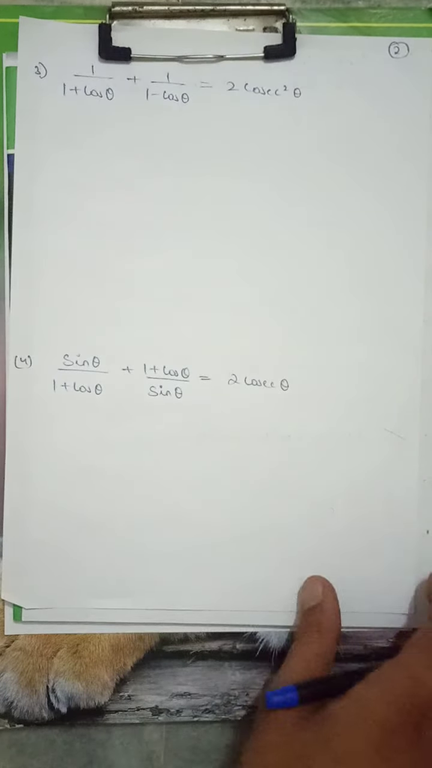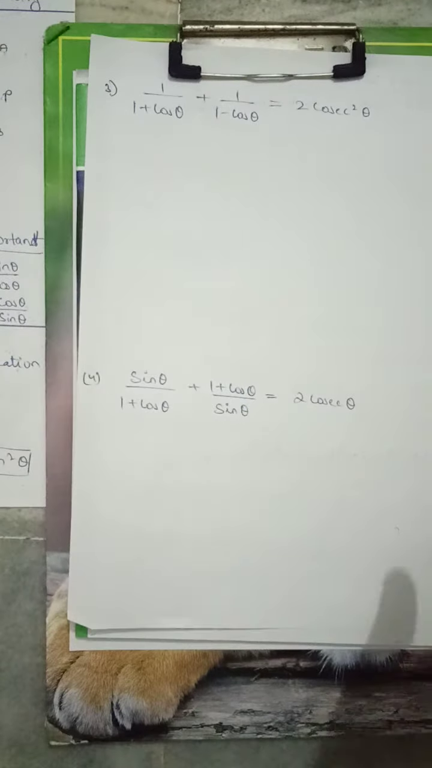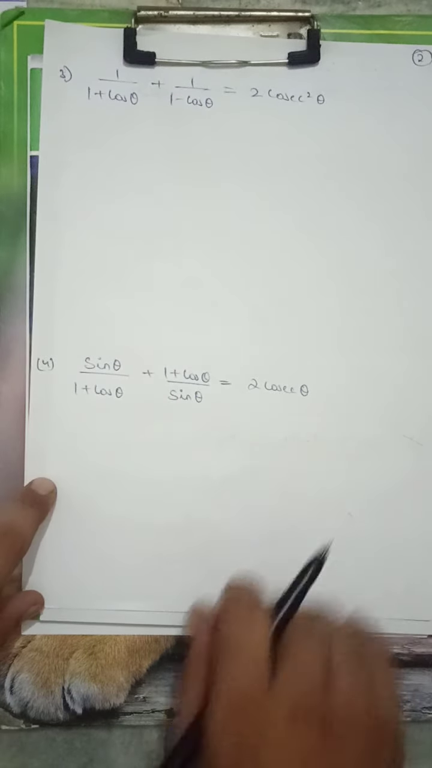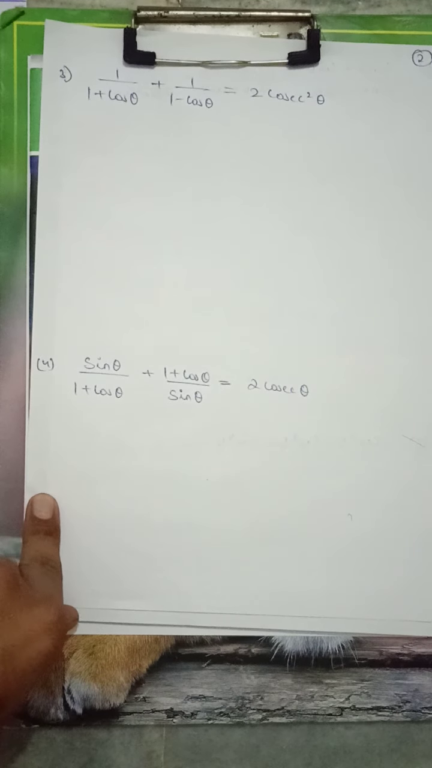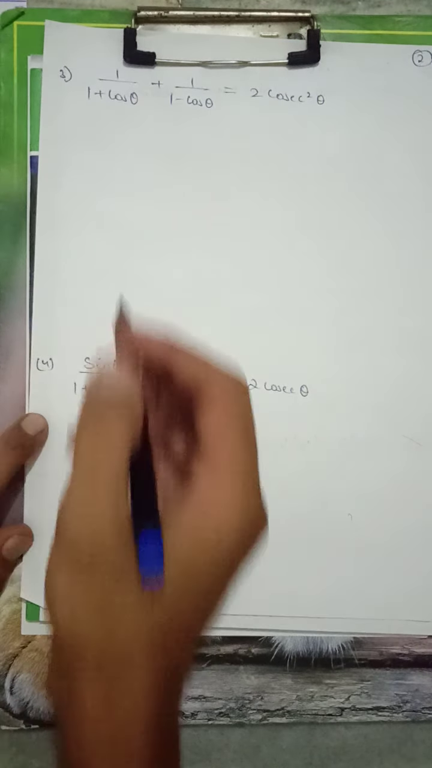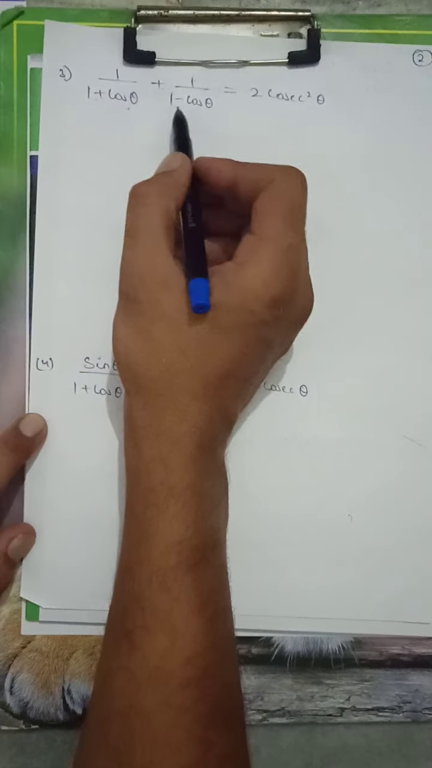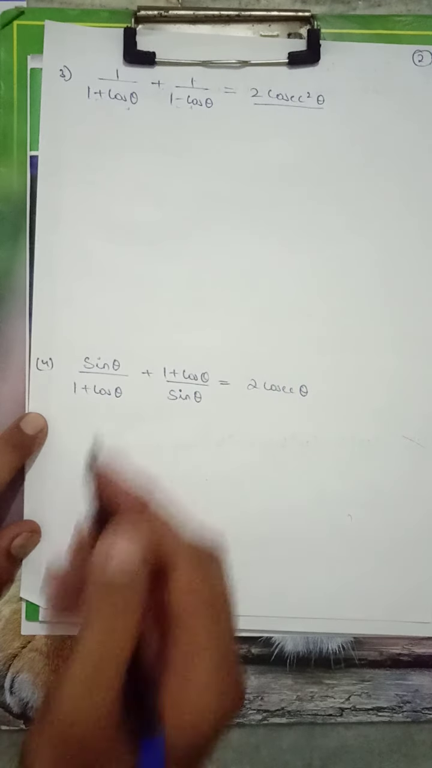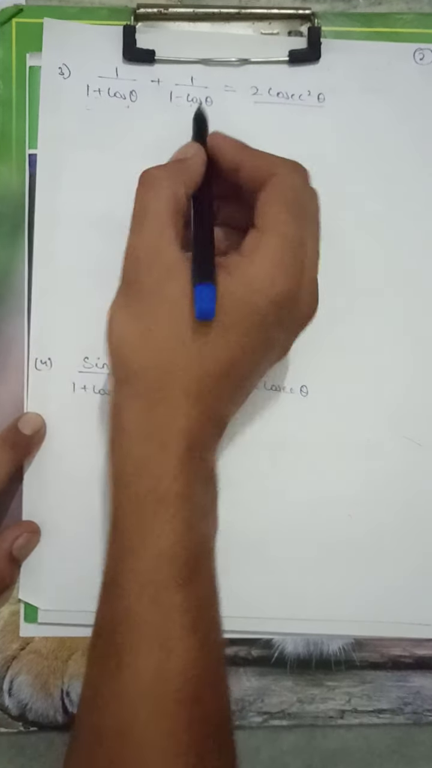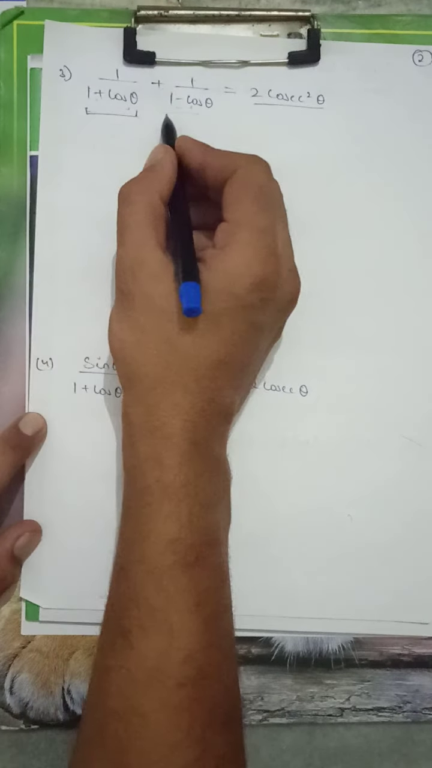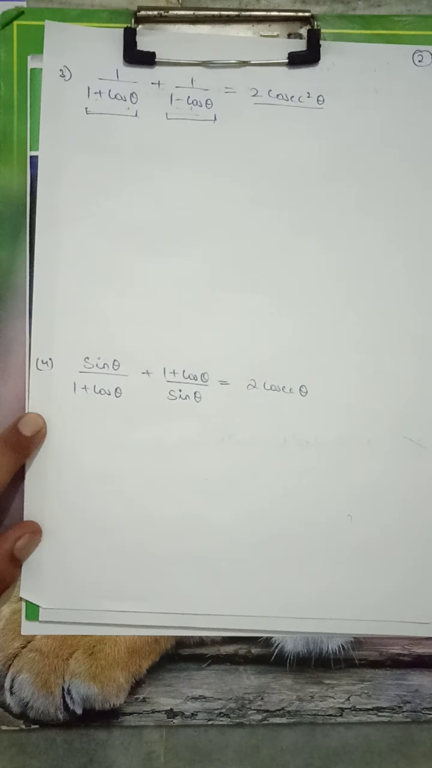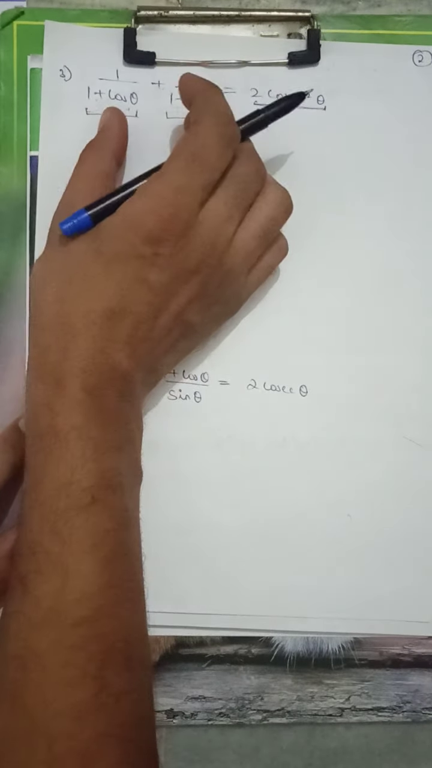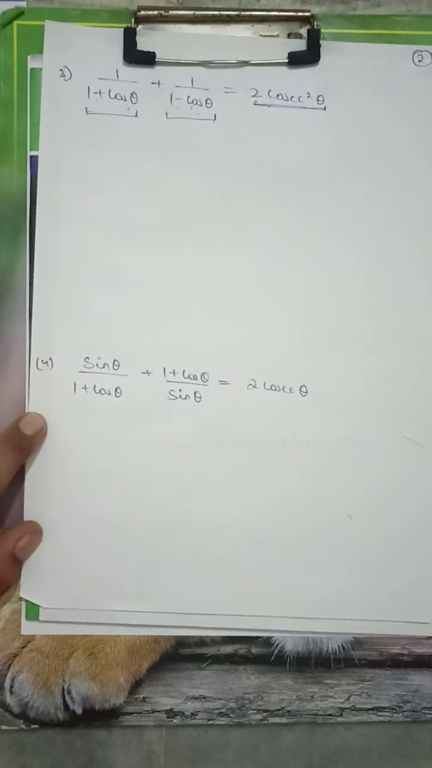Now coming to the next question. Look, in every question I am telling you some things that have to be kept in mind while dealing with the question. Now in the next question, 1 upon 1 plus cos theta plus 1 upon 1 minus cos theta is equal to 2 cosecant square theta. In these kind of questions, first look how many terms are there on left hand side. There are 2 terms, first term, second term. And how many terms are there in the right hand side? Only 1 term. So to combine 2 terms, what we have to do?